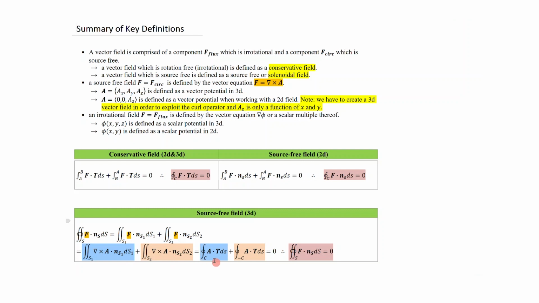That means the contour integration for this one and this one will be in opposite directions. But the integrand here is the same as the integrand here. The only difference is that the direction of integration is opposite, which means this will produce a positive contribution, this will produce a negative, but they're equal and opposite. If we sum them, that gives you 0. Hence, for a source-free field in 3D, if you take a closed surface integration of the dot product between the field and the differential surface area vector at each point on the closed surface, the value is equal to 0.